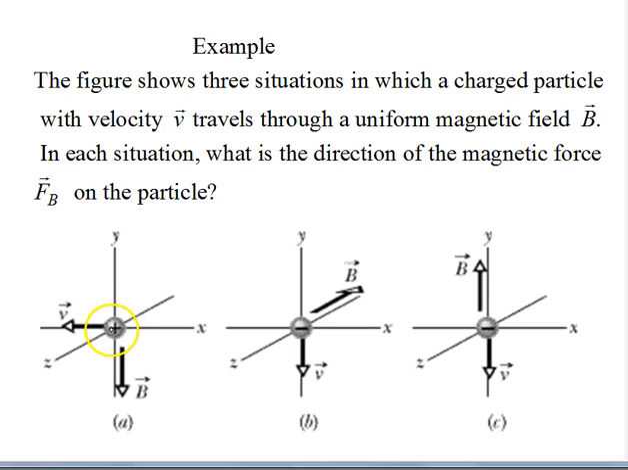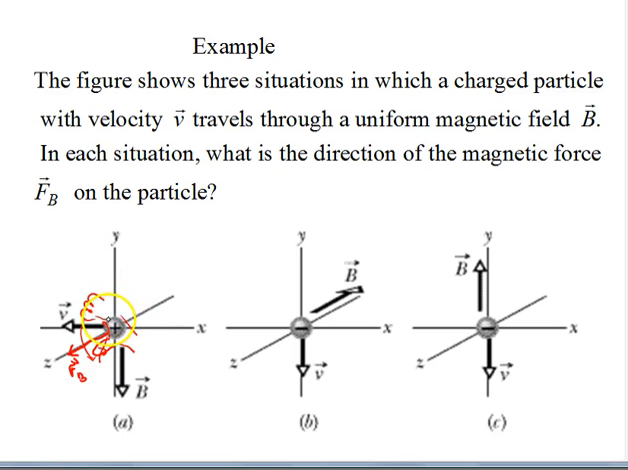So I would point the fingers of my right hand in the direction of my velocity vector, and I'd curl them. When I curl them, I'm moving them down in this direction, and my thumb then is going to point in the positive z direction. So here, the solution is that our magnetic force, F_B, will be in the positive z direction.